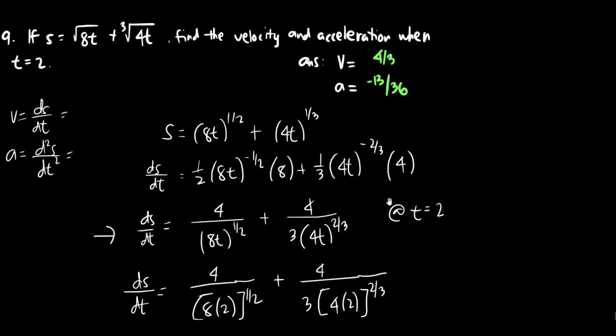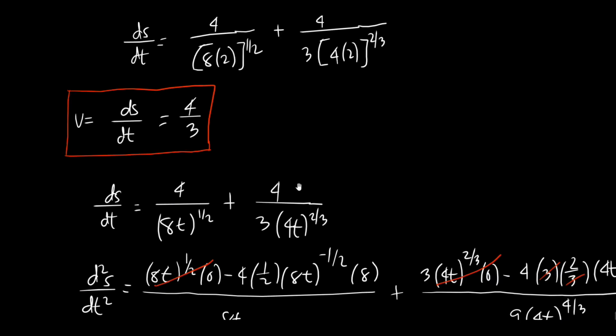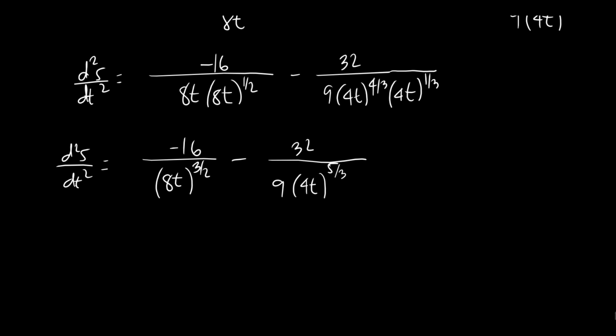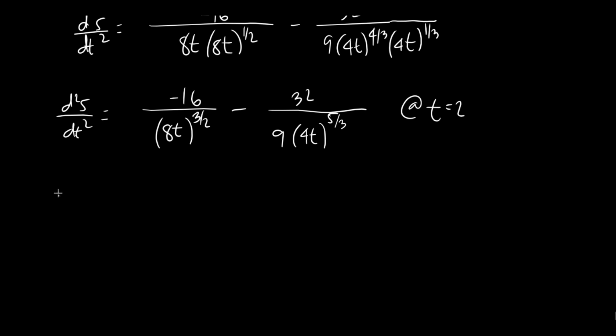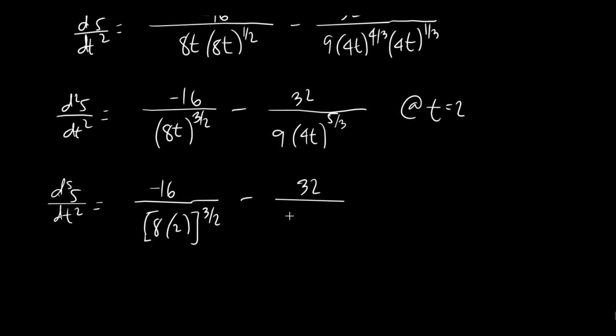So take note, at t equal to 2, we'll now substitute. So d squared s all over dt squared is negative 16 all over 8 times 2 raised to the power of 3/2, minus 32 all over 9 times 4 times 2 raised to the power of 5/3.